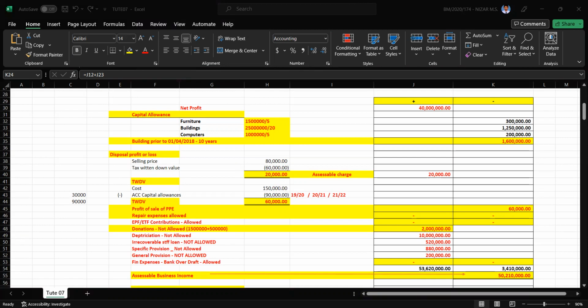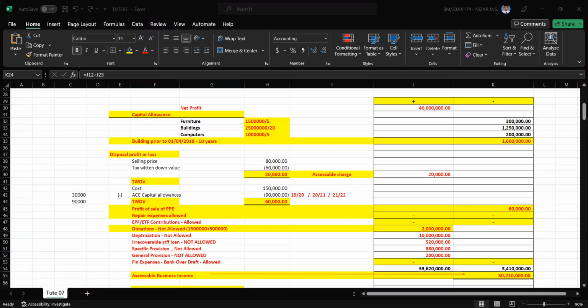The furniture selling price is given, cost is given, year of acquisition is given, 19 July 3. It means after 1st April 2018, you can take it as 5 years in order to compute the capital allowances. So in order to compute, there is the disposal gain or not. In taxation, we say disposal gain is assessable charge, disposal loss is, sorry, balancing allowance.